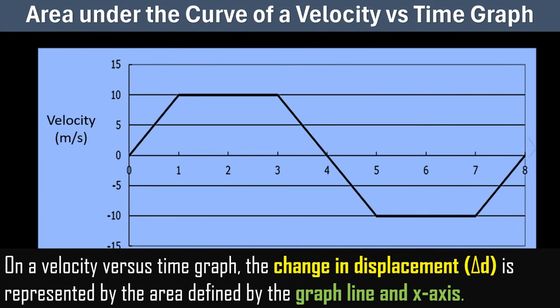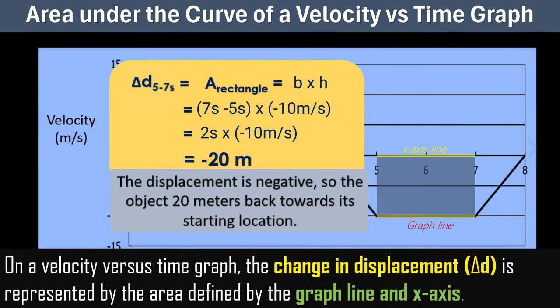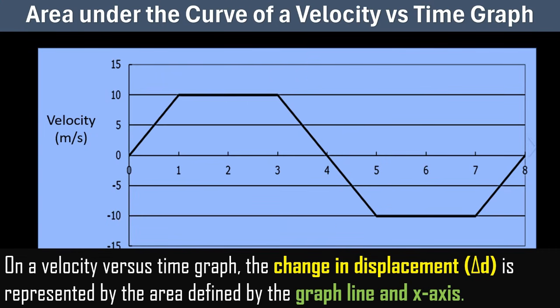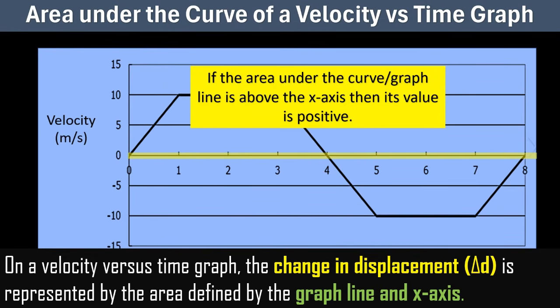This is the calculation of the change in displacement from 5 to 7 seconds. The change in displacement is -20 meters. This means that the object moved 20 meters back towards its starting location. The area under the curve of a graph is positive if it's located above the x-axis. It's negative if it is located below the x-axis.